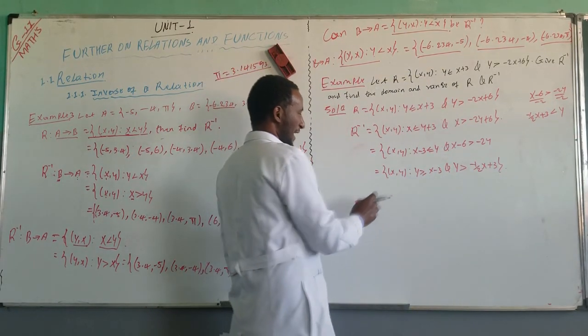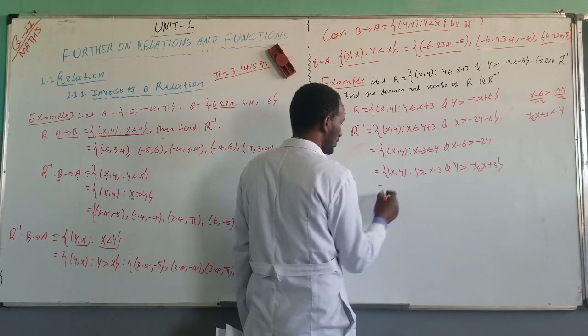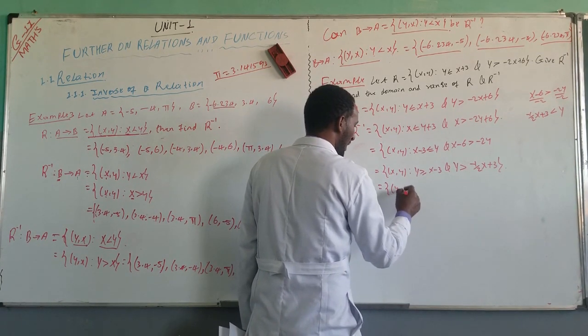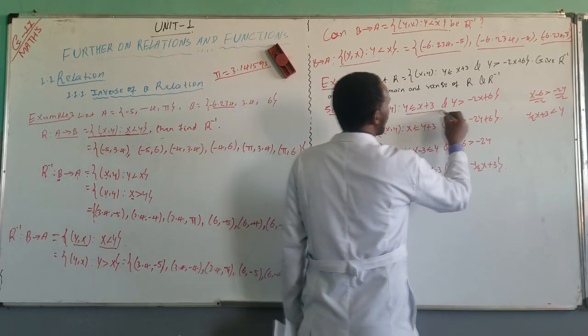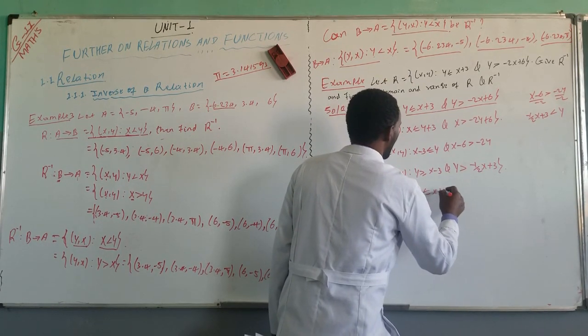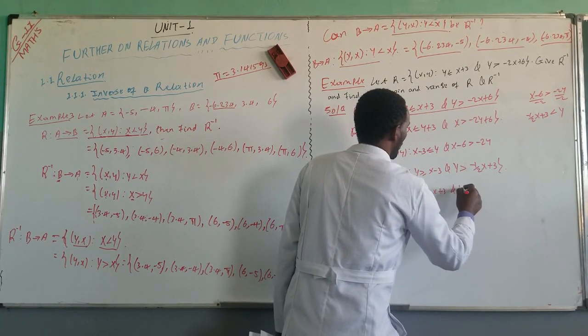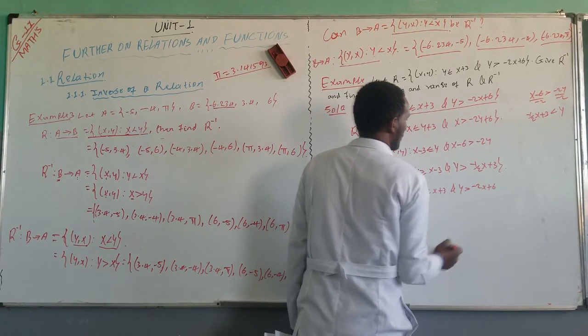When we exchange the place of x and y here, we can say also y comma x, such that we put this formula as it is, which is y less than or equal to x plus 3 and y is greater than minus 2x plus 6.